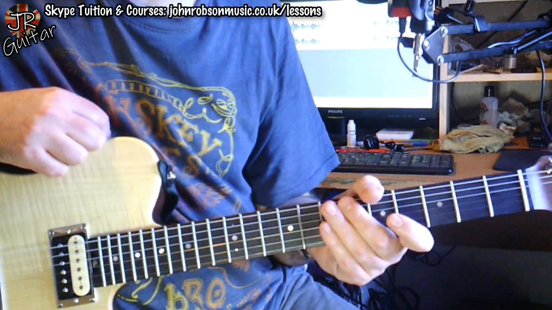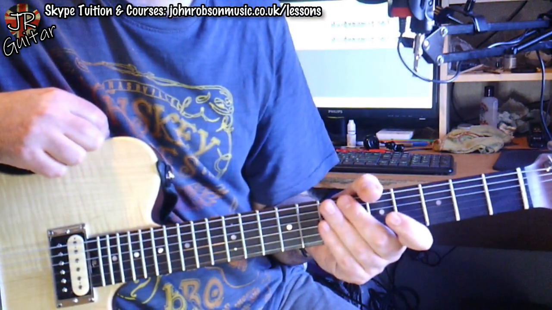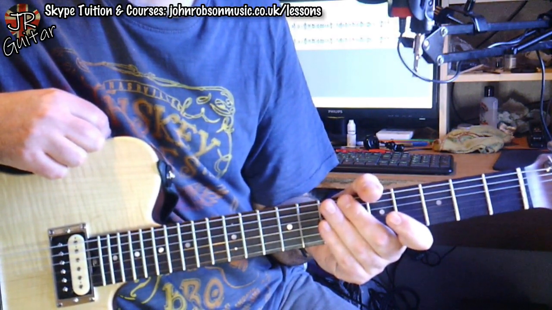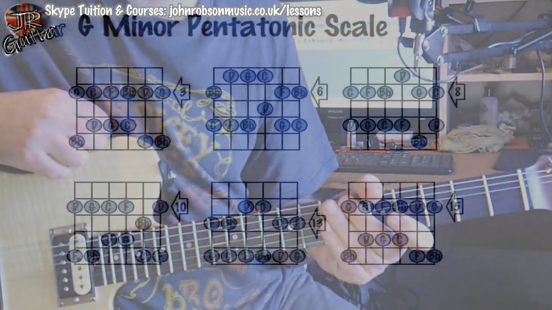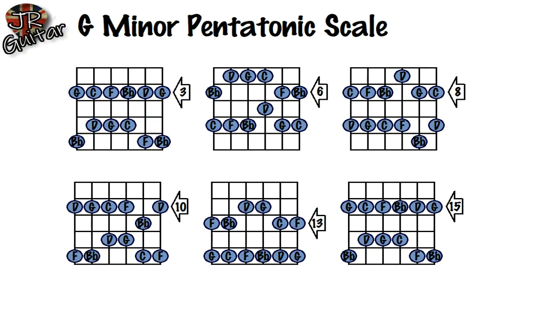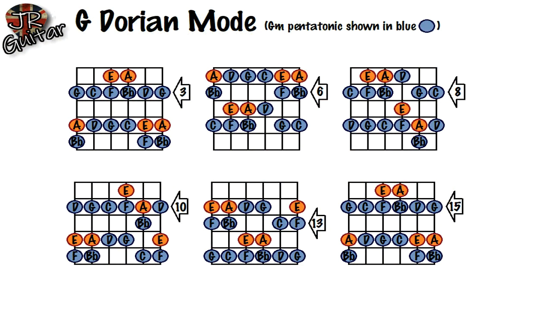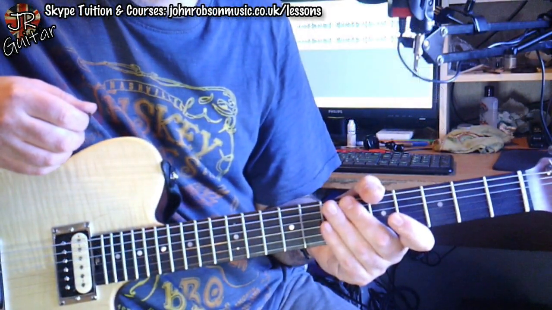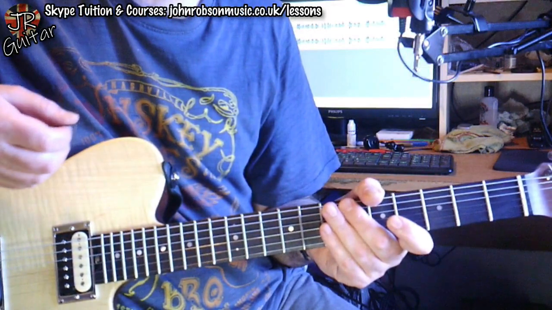This now gives us something called the G Dorian mode. And basically, if you take all 5 patterns of the G minor pentatonic that you can see here and add E's and A's in wherever you can find them, you get all 5 patterns of the G Dorian mode. And you can use that scale to your heart's content over the entire blues 12-bar chord sequence. It's going to work just as well as the minor pentatonic, and it's going to give you one or two other little things you can do.